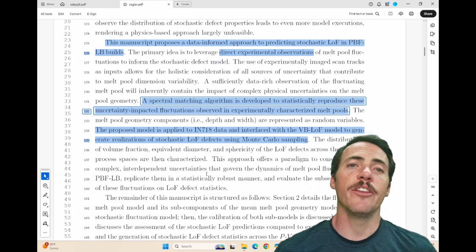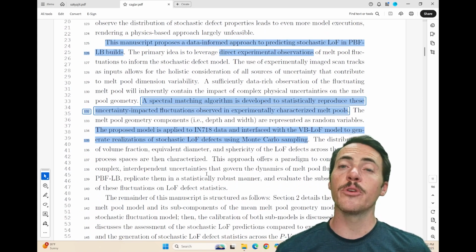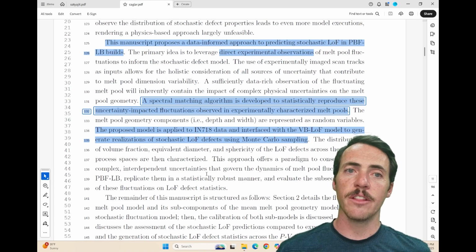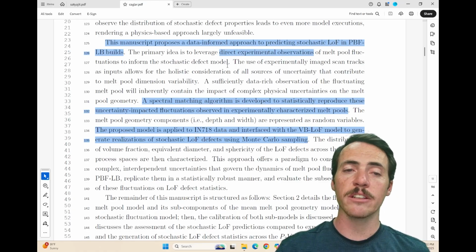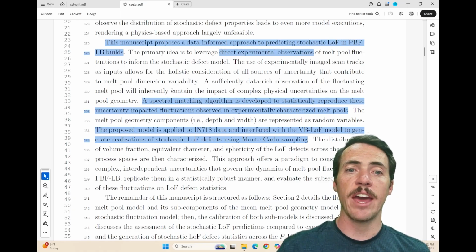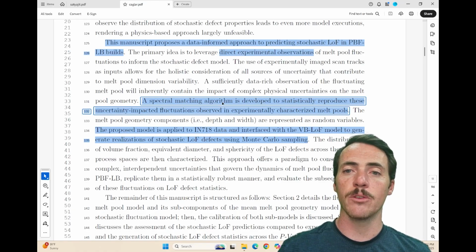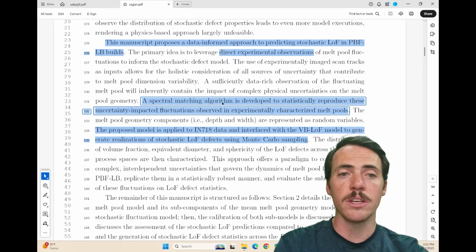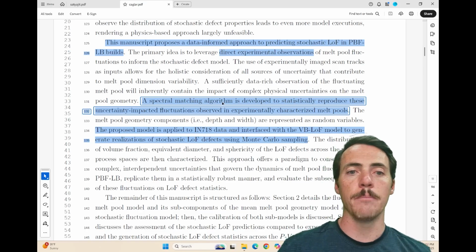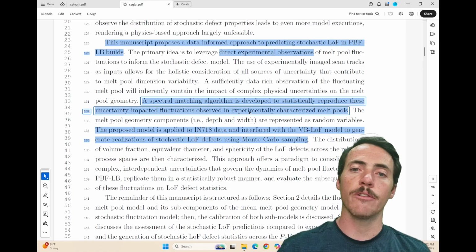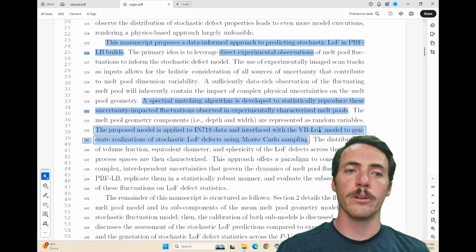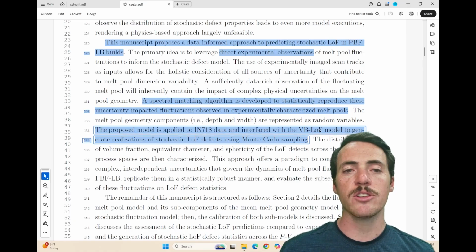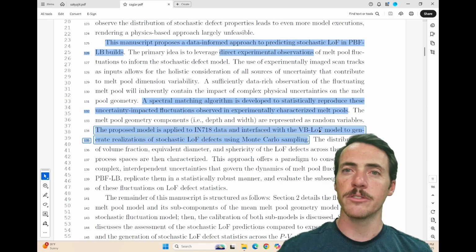So what are they going to do? They're going to build a data-informed approach for predicting these defects in these materials. They're going to compare that to direct experimental observations. To do that, they have a spectral matching algorithm that's going to help them actually reproduce these fluctuations to look for them. They're going to use this data interfaced with a VBLOF open source model then to generate realizations of these types of defects using Monte Carlo sampling.